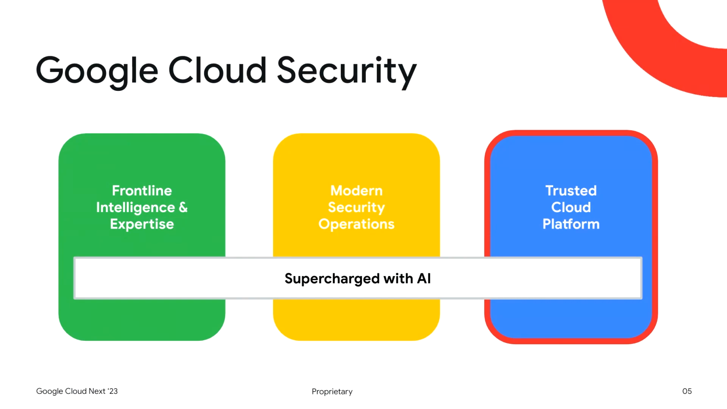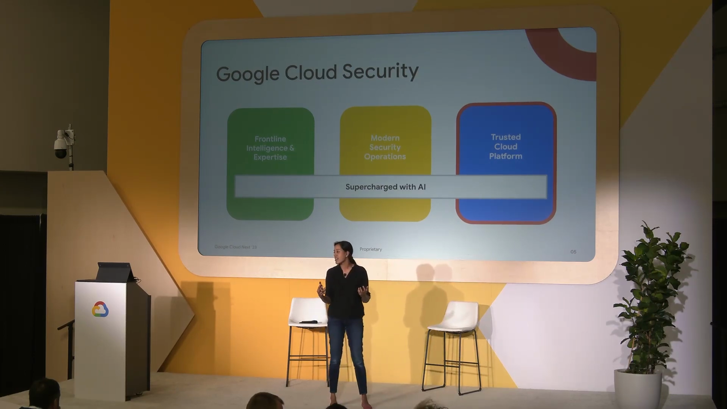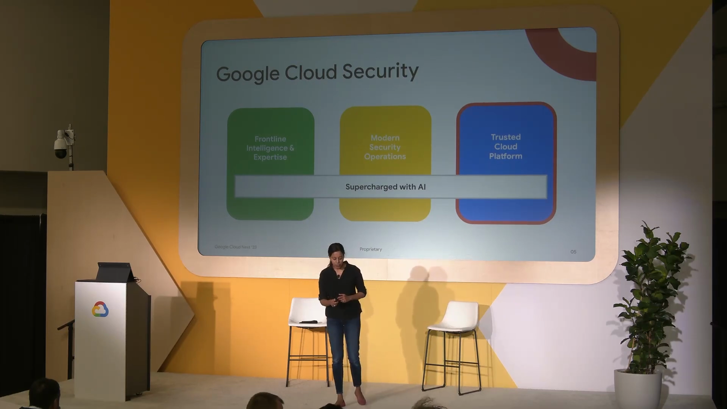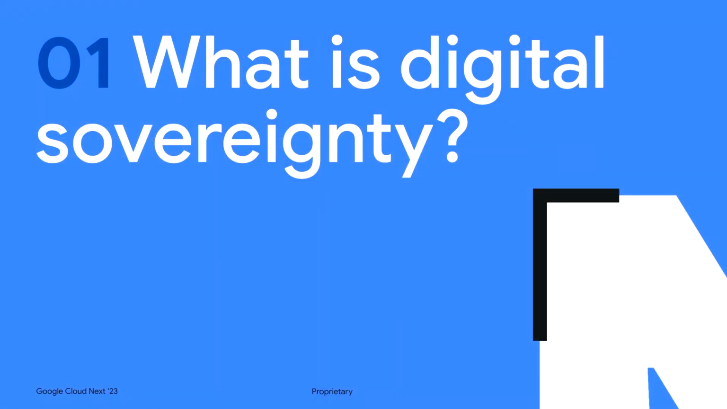And the third aspect, which I'm sure a lot of you in this room are excited about, is having a trusted platform. And not just a simple trusted platform, you want a platform that's secure by design and secure by default. Bringing together all of these key elements makes it possible for us as Google to provide you with the best-in-class security solutions to meet all of your needs. So now, when we think about a trusted platform, a core part of a good trusted platform is digital sovereignty.